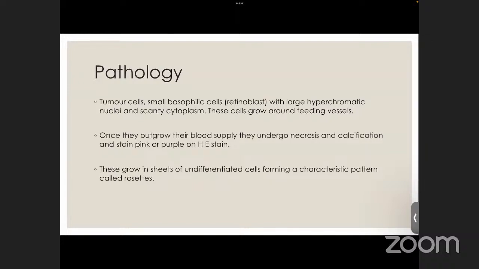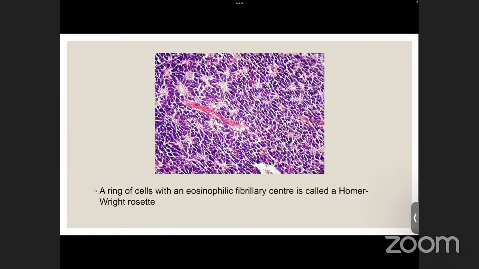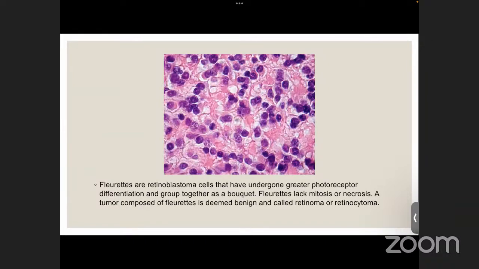These cells grow in sheets of undifferentiated cells, forming a characteristic pattern called the rosette. If the rosette is present with an empty lumen, it is known as Flexner-Wintersteiner rosette. If the ring of cells is present with an eosinophilic fibrillary center, it is known as Homer-Wright rosette. And in some cases, patients will have fleurettes, which are highly differentiated cells. They lack mitosis, they lack necrosis, and they remain benign for life and are called retinoma or retinocytoma.